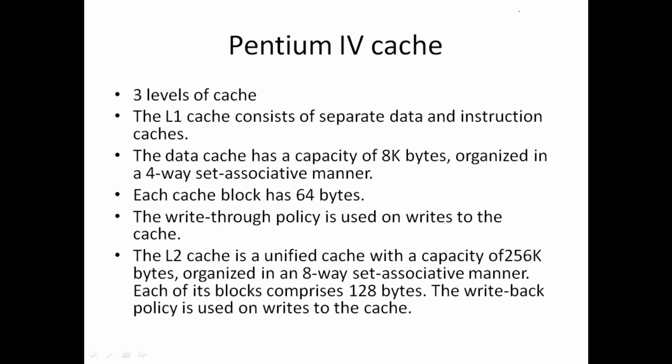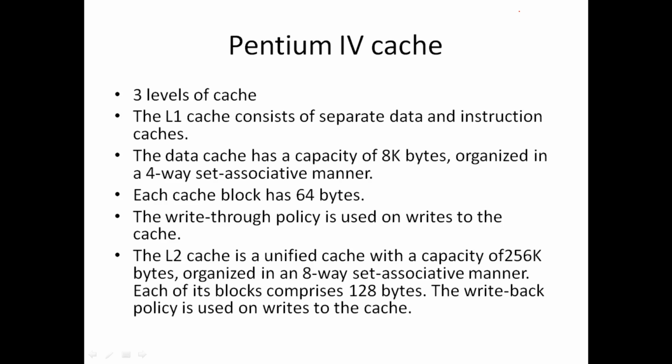And the write through policy is used for writing to the cache, and integer data can be accessed from the data cache in 2 clock cycles. Pentium 4 chips can use clock signals in excess of 1.3 gigahertz, which means that the data can be accessed in less than 2 nanoseconds. The instruction cache does not hold normal machine instructions. Instead, it holds an already decoded version of the instructions.